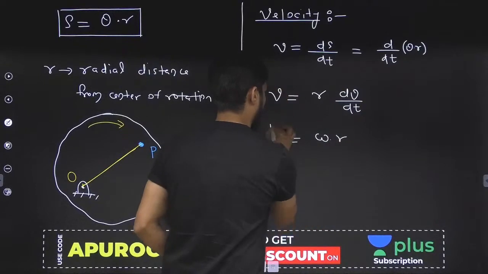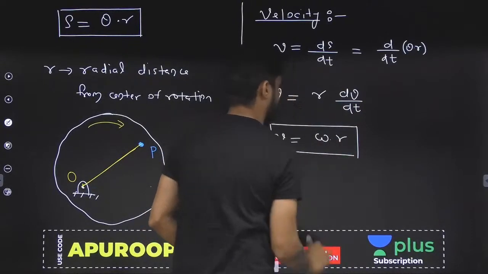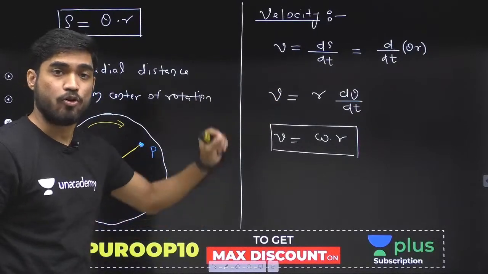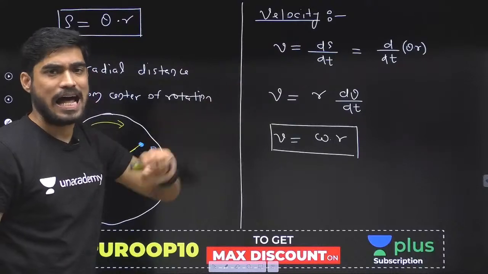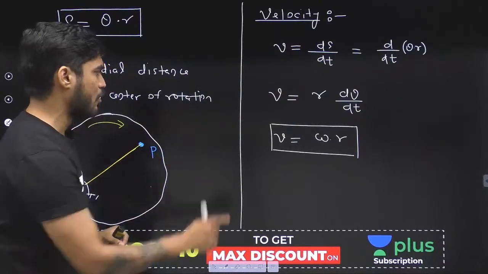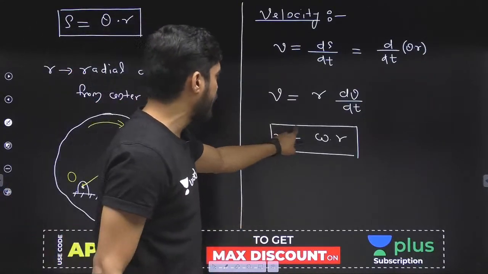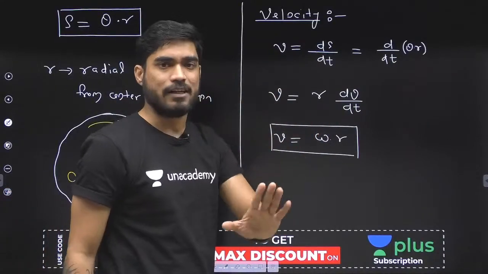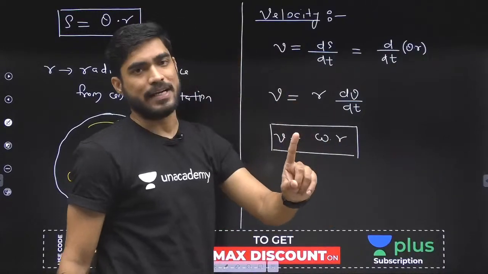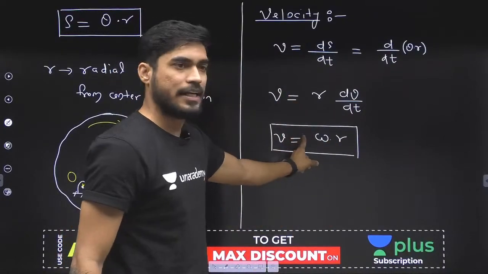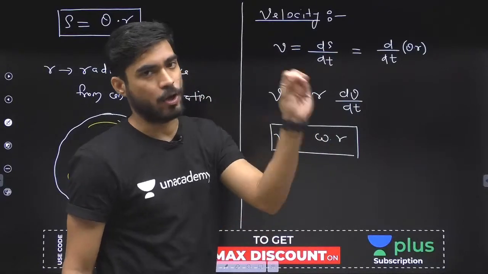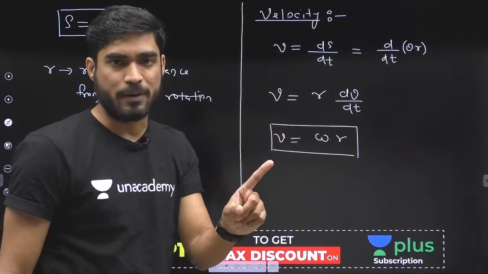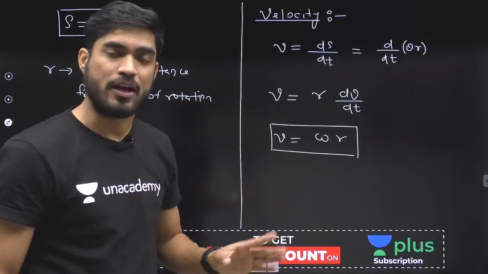So beta, what is the linear velocity of any particle? Omega multiplied by r. So is it clear beta? What is linear velocity? V equal to omega into r. Again, omega for every particle will be the same, but r for every particle will be different. So linear velocity for every particle will also be different. So angular motion variables are equal for every particle. Linear motion variables are different for every particle.